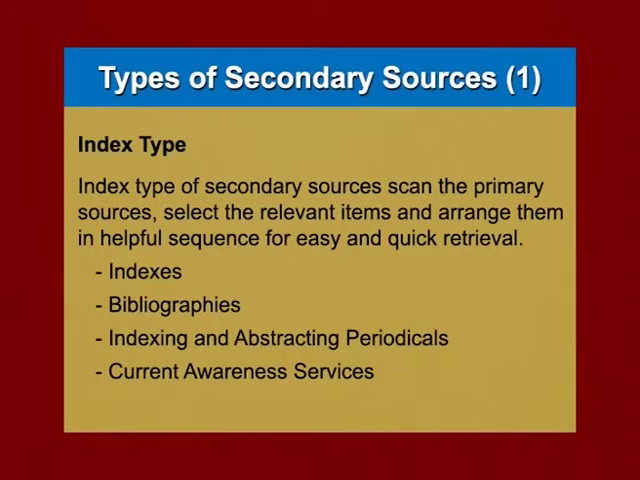Now earlier I told you that there are 4 types of secondary resources. The first one is of index type in nature. Index type secondary resources basically scan primary resources, select the relevant terms and arrange them in a helpful sequence for easy and quick retrieval. There are certain index type secondary resources available like indexes, bibliographies, indexing and abstracting periodicals, and current awareness services.